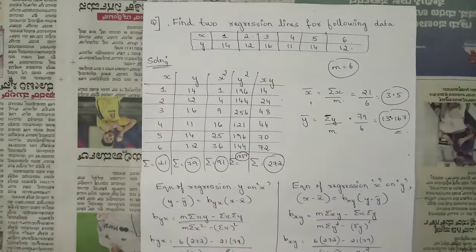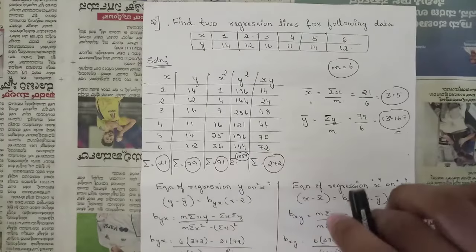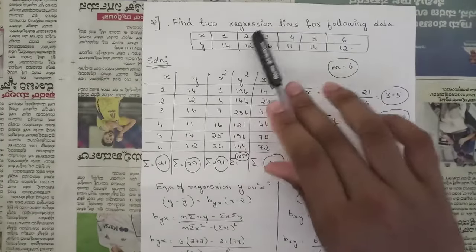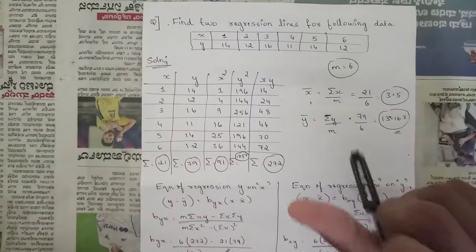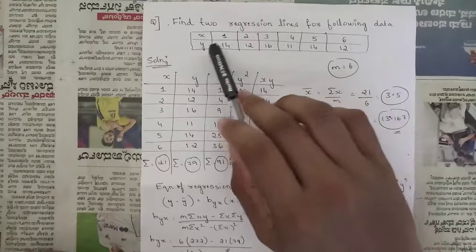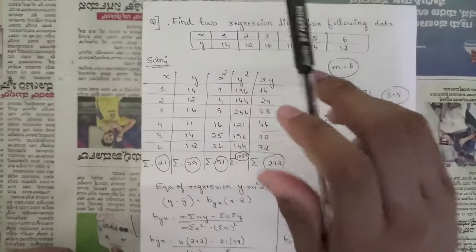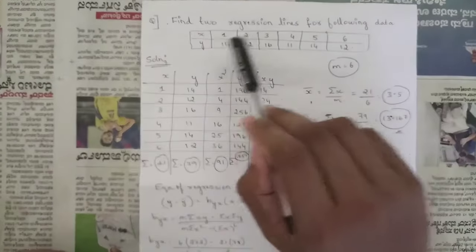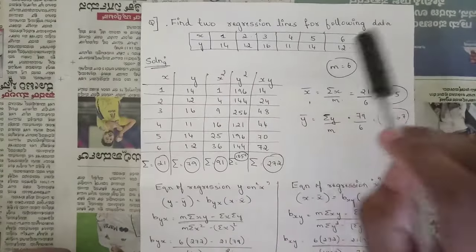So this is your question on the regression lines. The question would be like this: find two regression lines for the following data, where the data is given for x and y. Here are the given observations. The number of observations are 1, 2, 3, 4, 5, 6, so write n as 6 here.